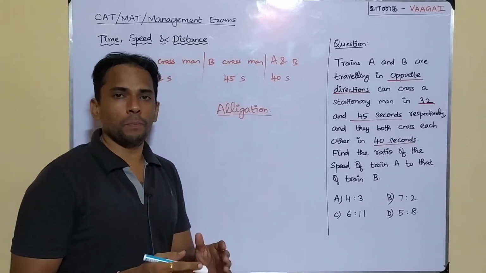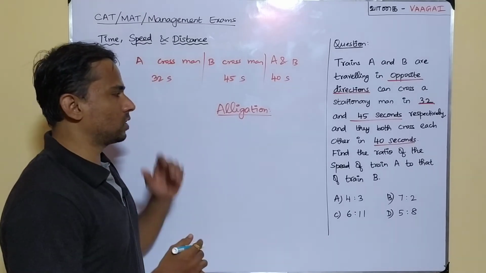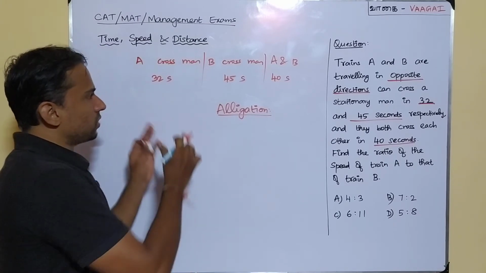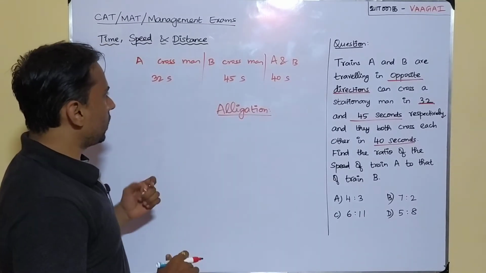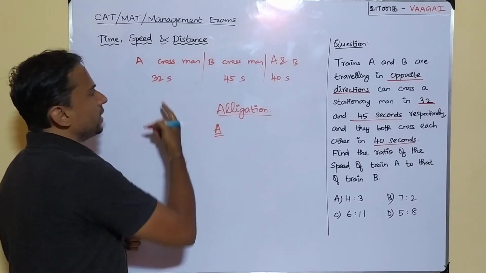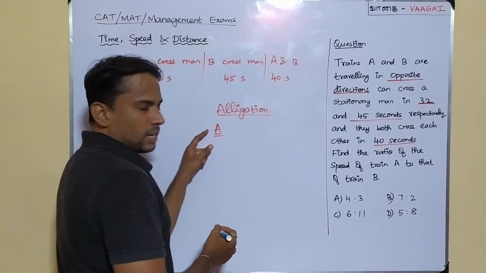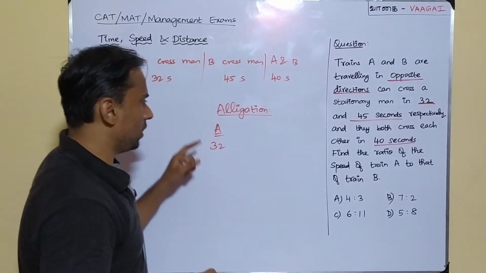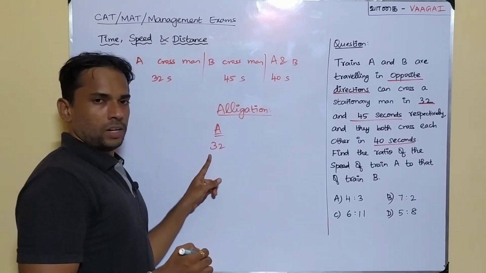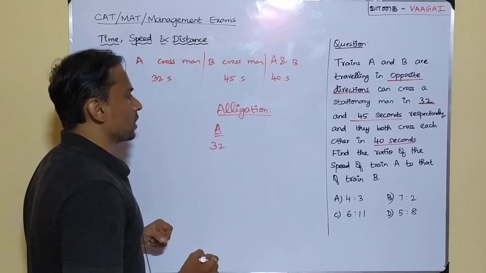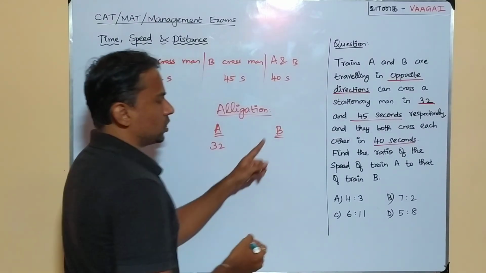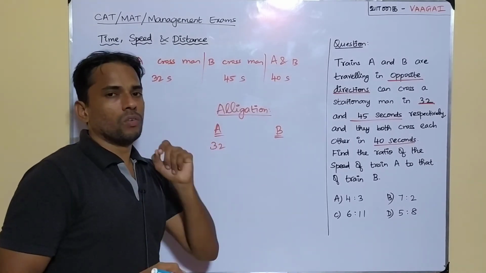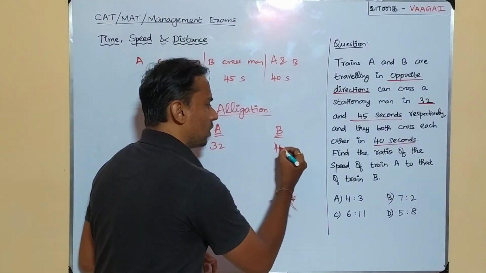Let's try working the same problem using an easy shortcut method, that is by the method of alligation. So let's see how easy this problem is going to be. Yes, we have just got three cases here, right? Very simple. Train A to cross a man takes 32 seconds. So train A is taking a time of 32 seconds to cross a stationary man. I'm writing train A, and under that I'm writing 32 seconds, the time taken by train A. And here let me write B. This denotes train B. Train B to cross the same stationary man is taking 45 seconds. So let me write 45 here.